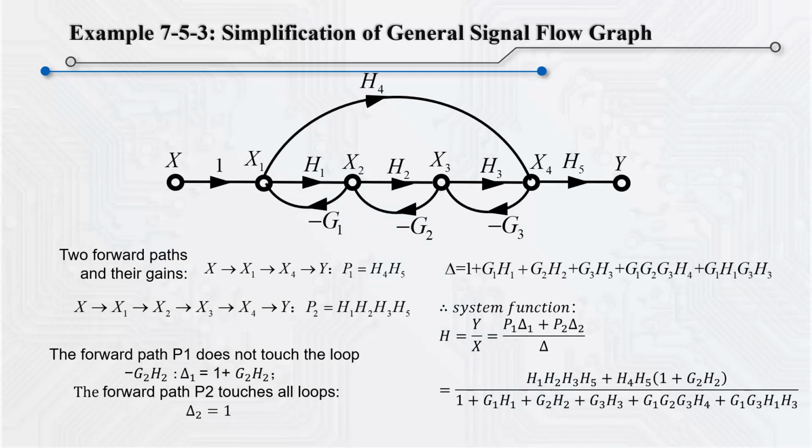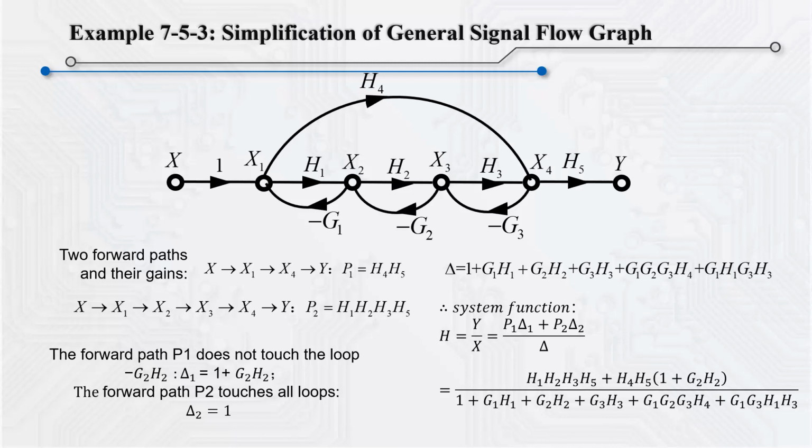Now, let's go to the forward paths. There are 2 forward paths in this graph. One is from x, x1, and x4 to y. The other is this one. The first forward path does not touch this loop, while the second forward path touches every loop. Therefore, the cofactor of the forward path P1 is 1 minus the gain of this loop, and the cofactor of P2 is 1.